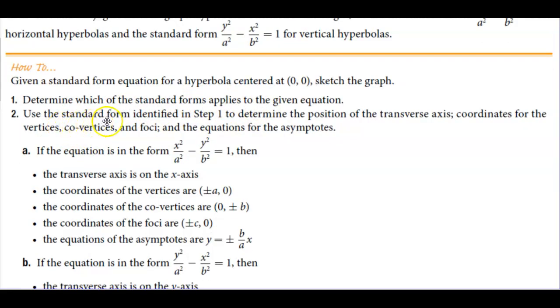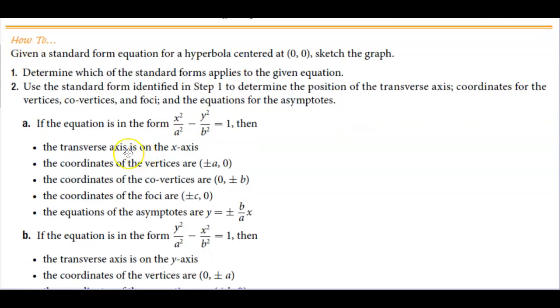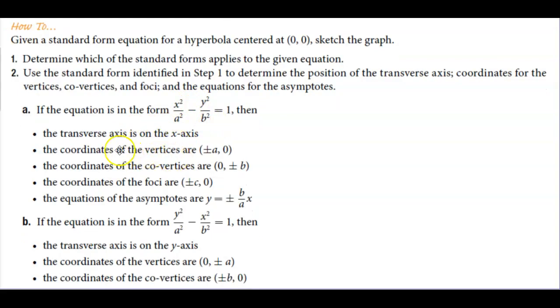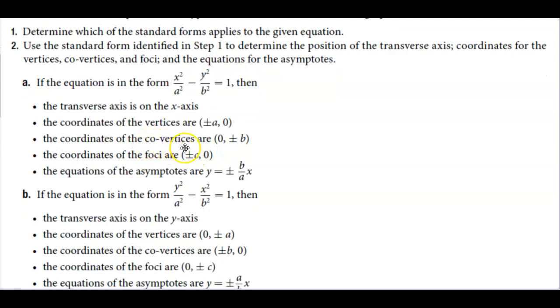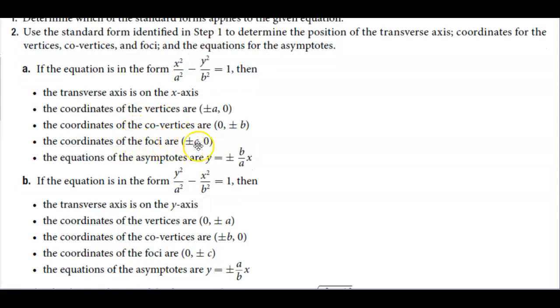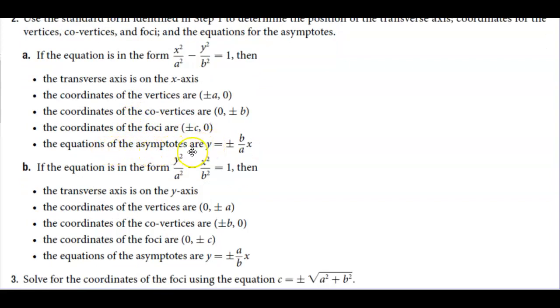Number 2, you're going to use the standard form identified in step 1 to determine the position of the transverse axis, coordinates for the vertices, co-vertices, and foci, and the equations for the asymptotes. So if we know that x squared is the positive term, then the transverse axis is on the x-axis. We have the coordinates for the vertices, plus or minus a, 0. The co-vertices, 0, plus or minus b. The foci, plus or minus c, 0. And the equations of the asymptotes, which is y is equal to plus or minus b over a x.